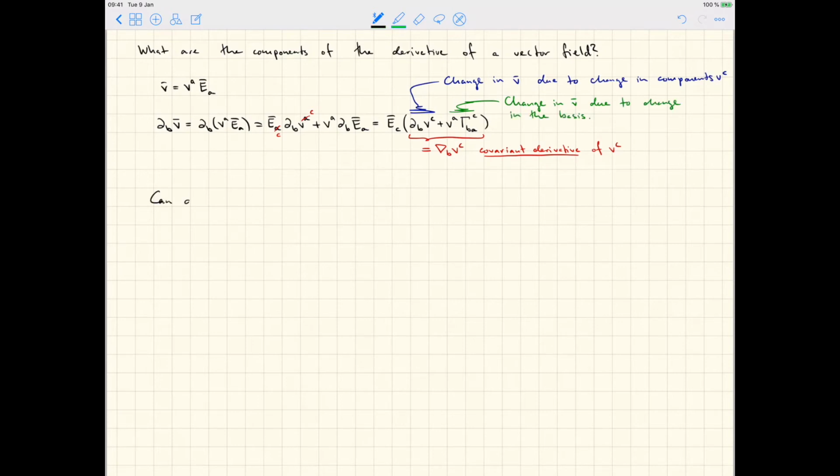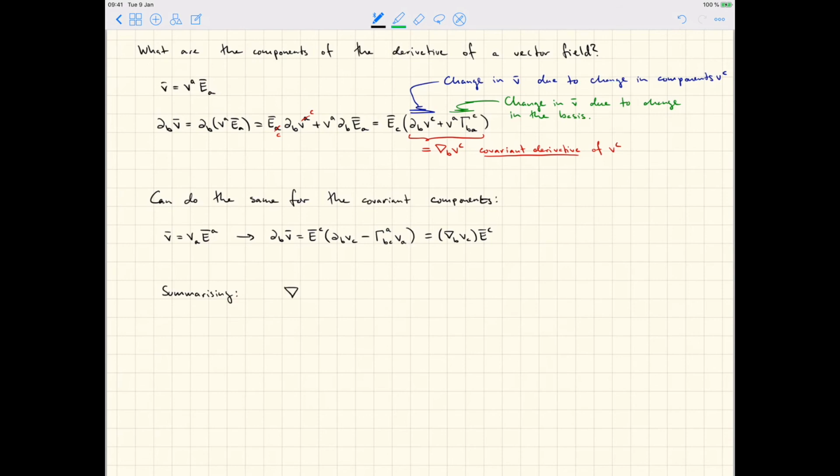We can also follow exactly the same argument for the covariant components. If you write V as a linear combination of dual basis vectors and differentiate with respect to χ^b, we find that this is equal to E^C multiplied by (∂_b V_C minus Γ^A_bC V_A), which is the covariant derivative in the b direction of the covariant components of V.